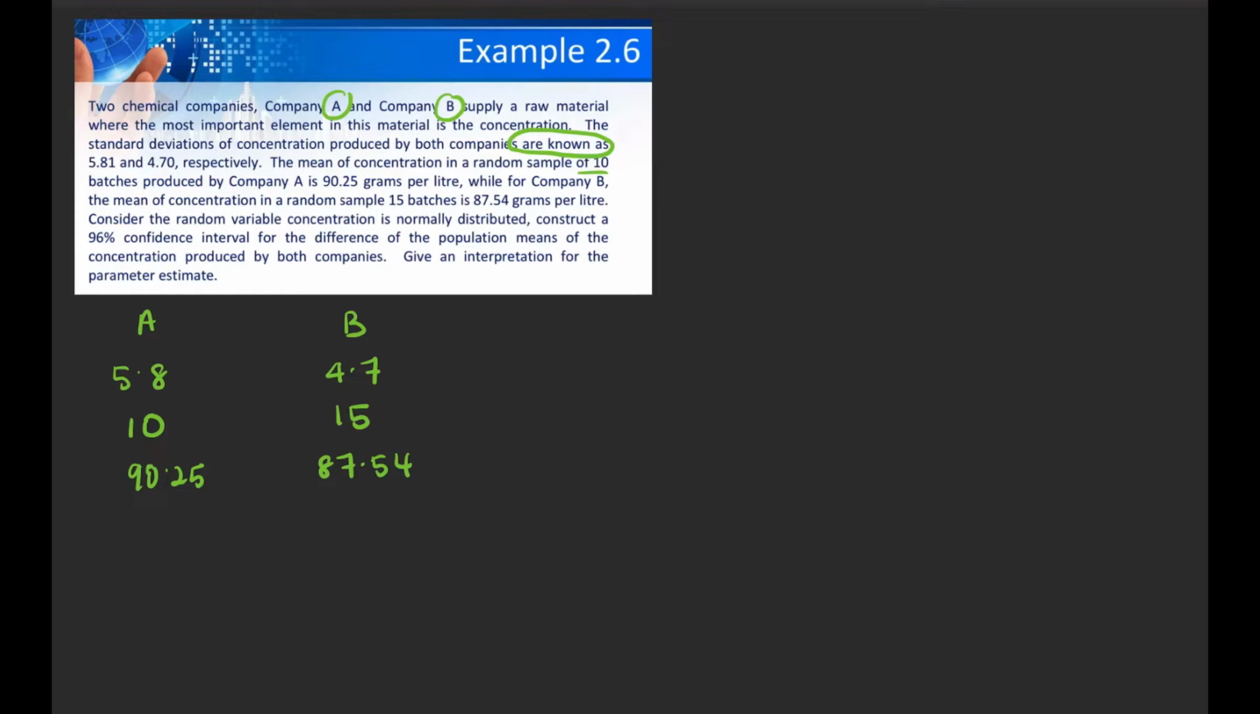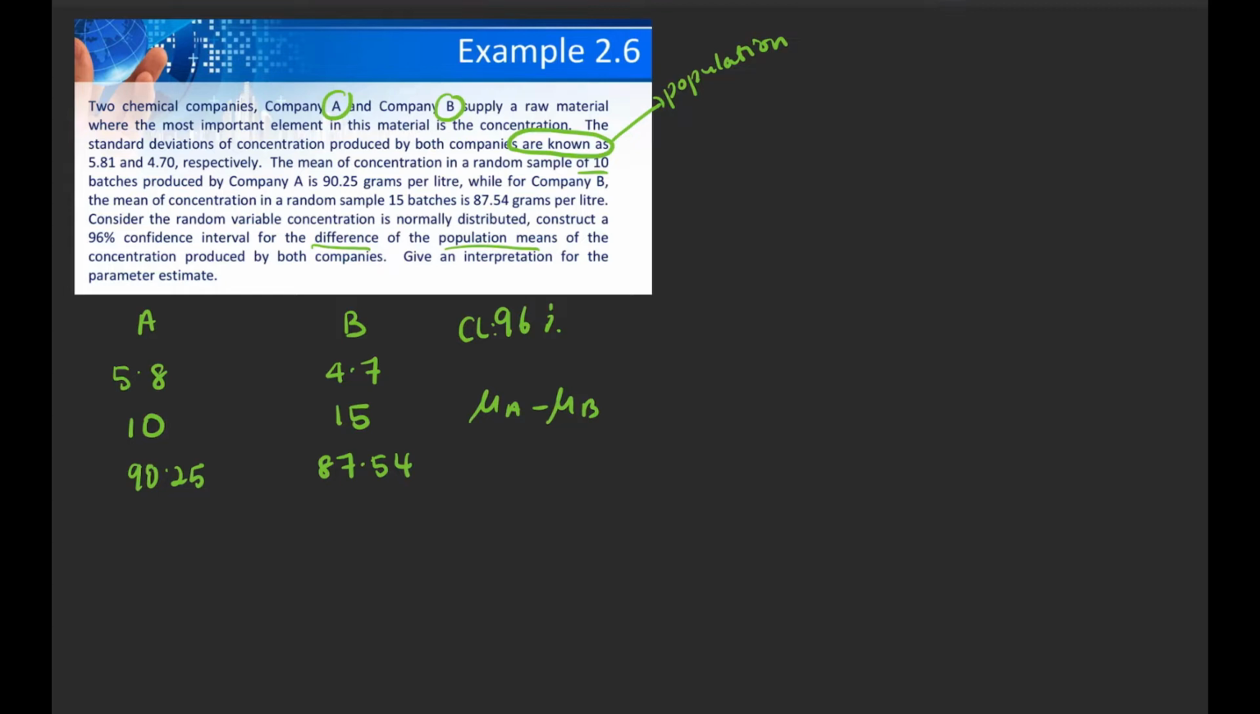Construct a 96%, so confidence level 96%, confidence interval for the difference of the population mean. So the difference of population mean, mu A minus mu B, difference of the concentration produced by both companies. Give an interpretation for the parameter estimate. So you have all this information. So the standard deviations are known as the population. Okay, so we have all the figures now.